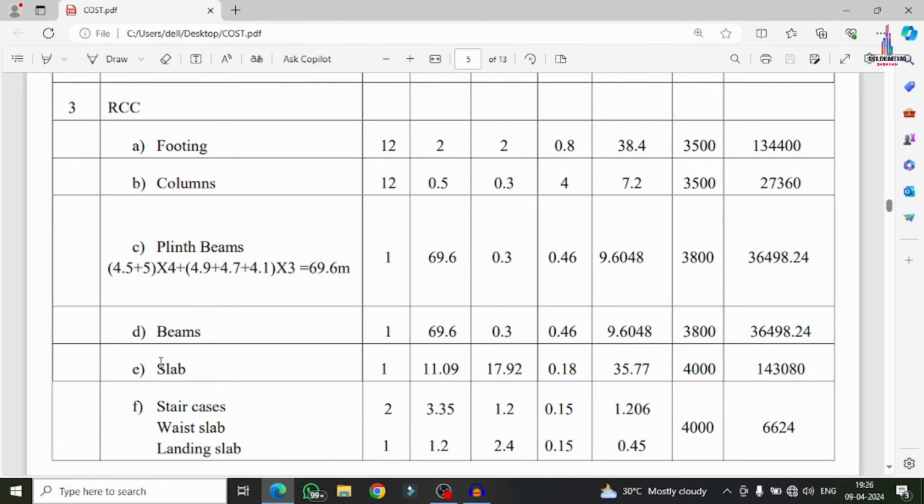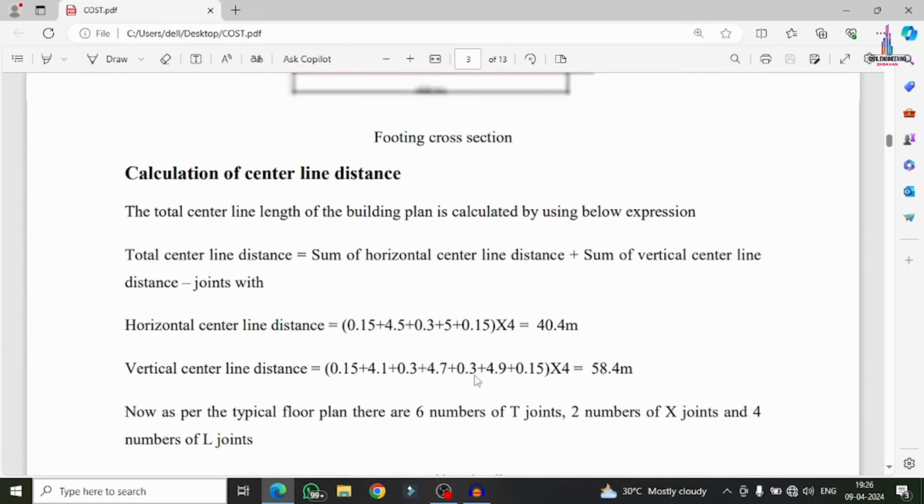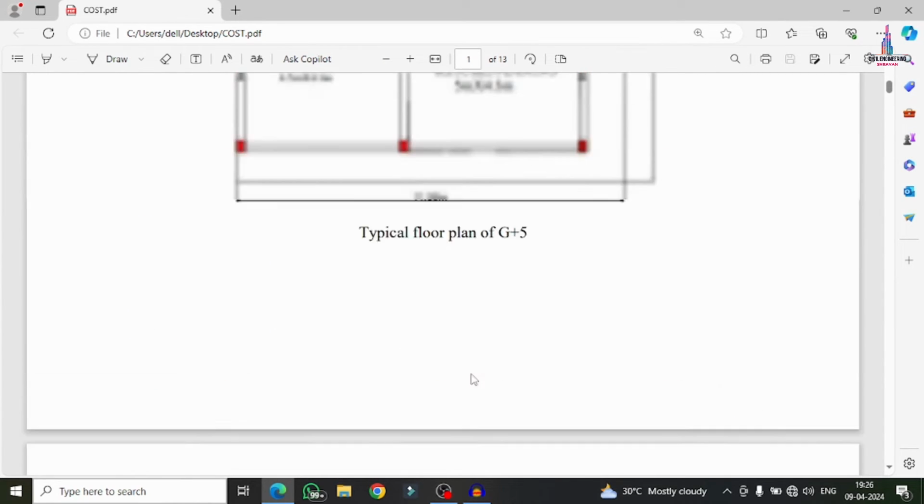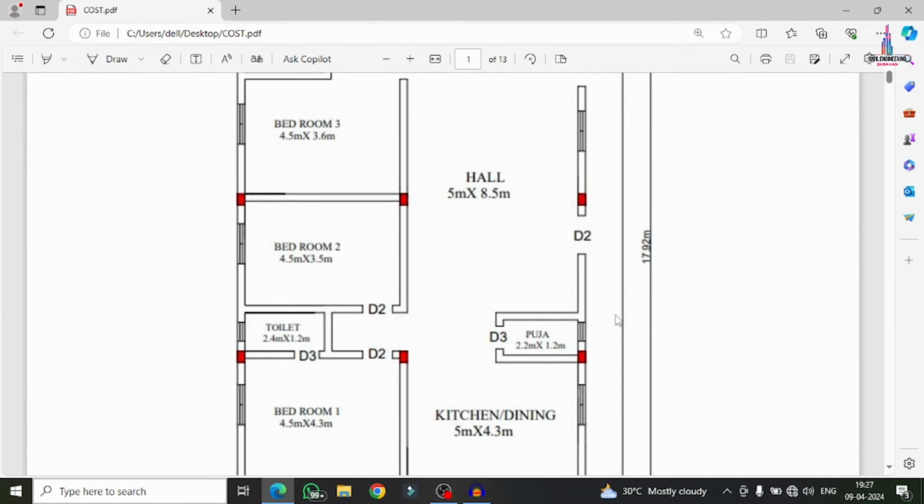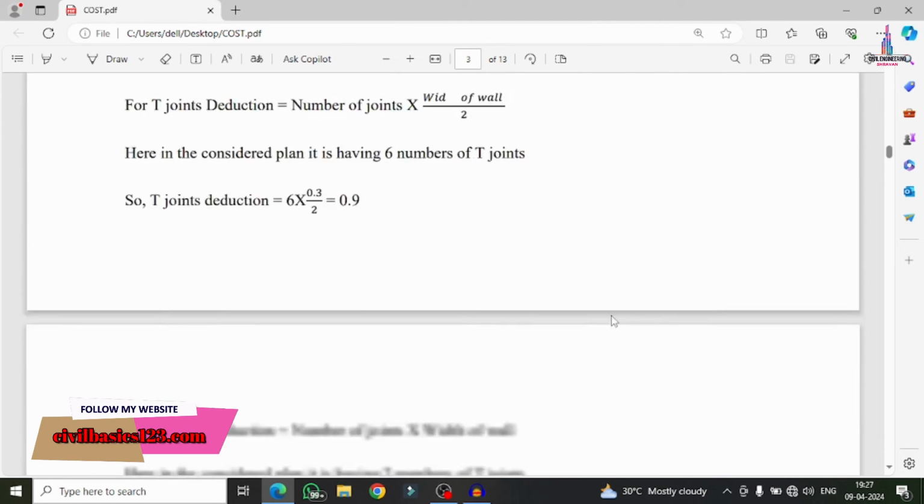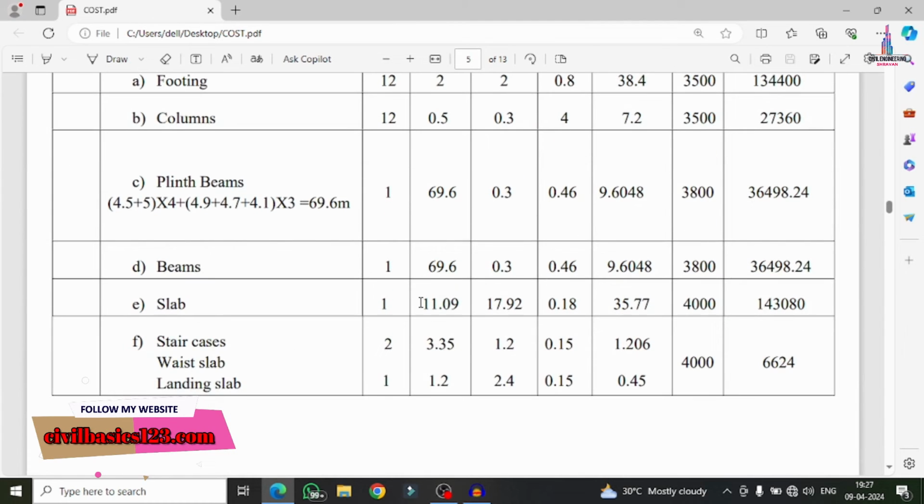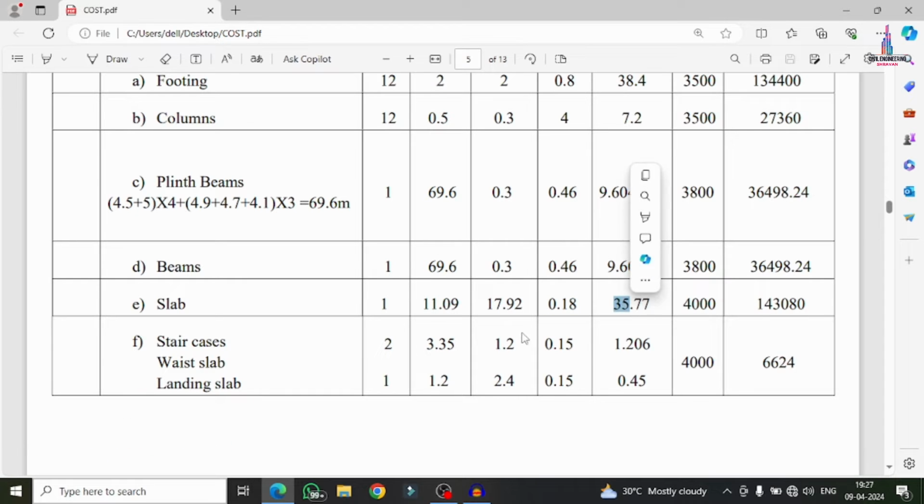For the slab section, the horizontal dimensions of the slab are approximately 11.09 meter and width is 17.92 meter. So this is the 11.09 meter, 17.92 meter. This is the thickness of the slab, and this is the quantity. Again for the staircases, I have already explained how to calculate the quantity for the staircases by using the manual method. I will attach that video in the above card. You can watch that video from here.